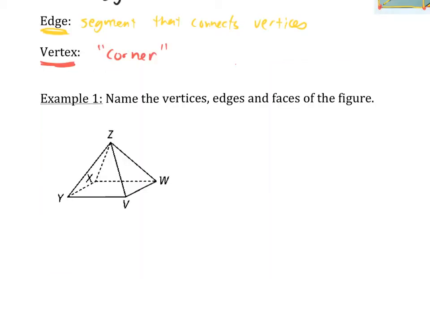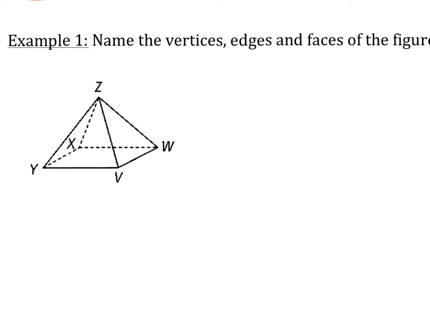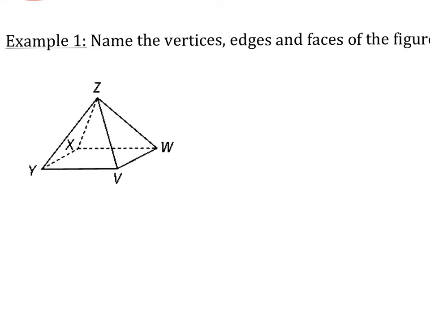So let's just take a moment to spend some time naming vertices, edges, and faces. Okay, so let's look at the vertices. The vertices are points. So Z is a point, W, V, Y, and X, in no particular order. So vertices are points.